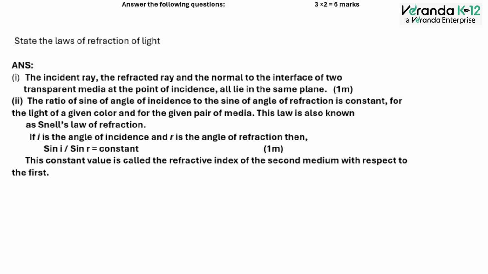The ratio of sine of angle of incidence to the sine of angle of refraction is constant for the light of a given color and for the given pair of media. This law is also known as Snell's law of refraction. If i is the angle of incidence and r is the angle of refraction, then sin i by sin r is equal to constant. This constant value is called the refractive index of the second medium with respect to the first.